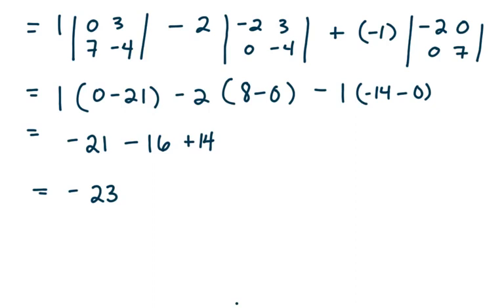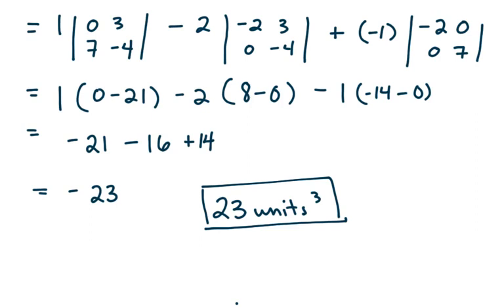We said that the box product or the triple scalar, it's going to be the absolute value of this scalar that we get as a result. So that's going to be 23, whatever our unit is, 23 units cubed. And that's how we do a triple scalar product or a box product.